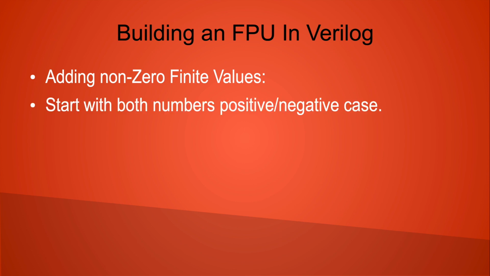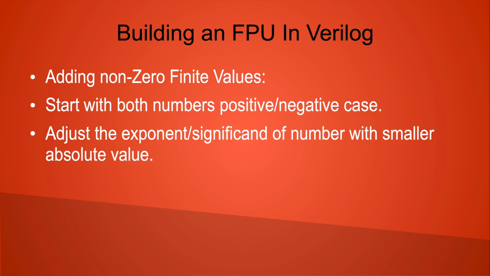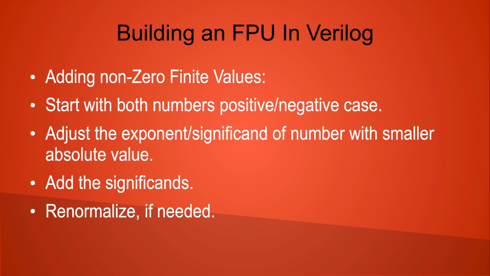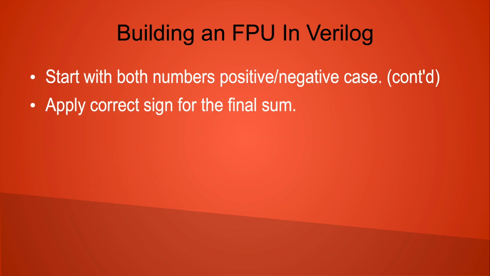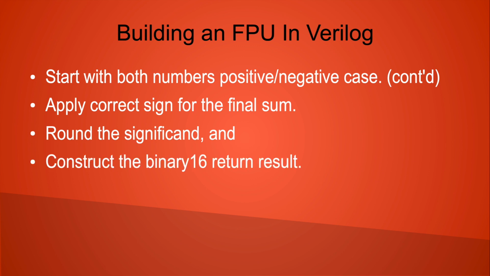First, I'm going to handle the cases where both numbers are positive or both numbers are negative. The steps for this are: adjust the exponent and significand of the number with the smaller absolute value. Add the significands. If there was a carryout of the most significant column, right-shift the sum of the significands and increment the larger exponent by 1. Apply the correct sign for the final sum, round the significand, and construct the binary 16 return result.